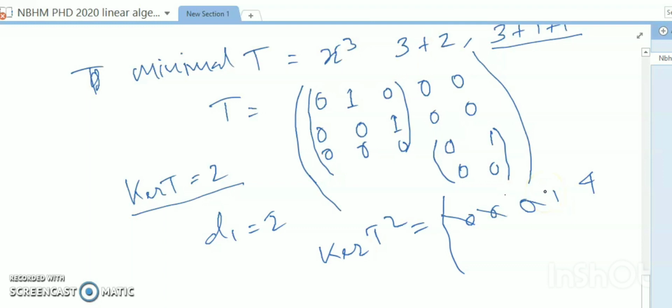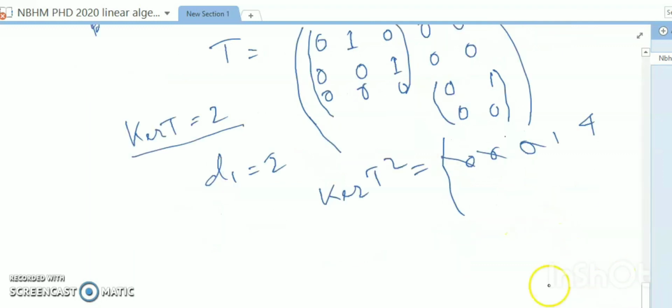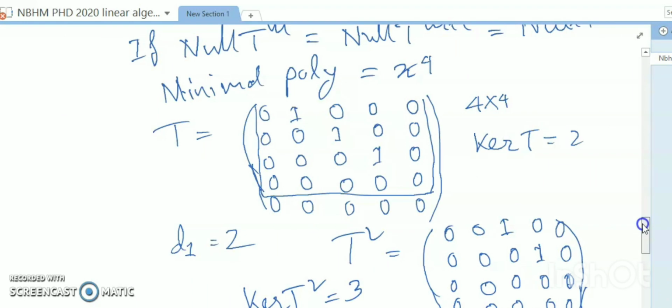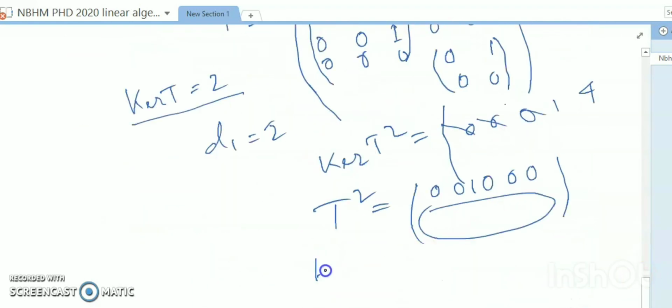Now I will show that T square, just multiply, then you get 0 0 0 0 0, 1 double 0 and others all are 0. So when I multiply this, I get this value. So the kernel of T square is equal to 4 and the kernel of T cube is equal to 5, because in total the combination is 2. So 2 4 5 is possible. So 2 4 5 is correct, but option 3 2 is not.